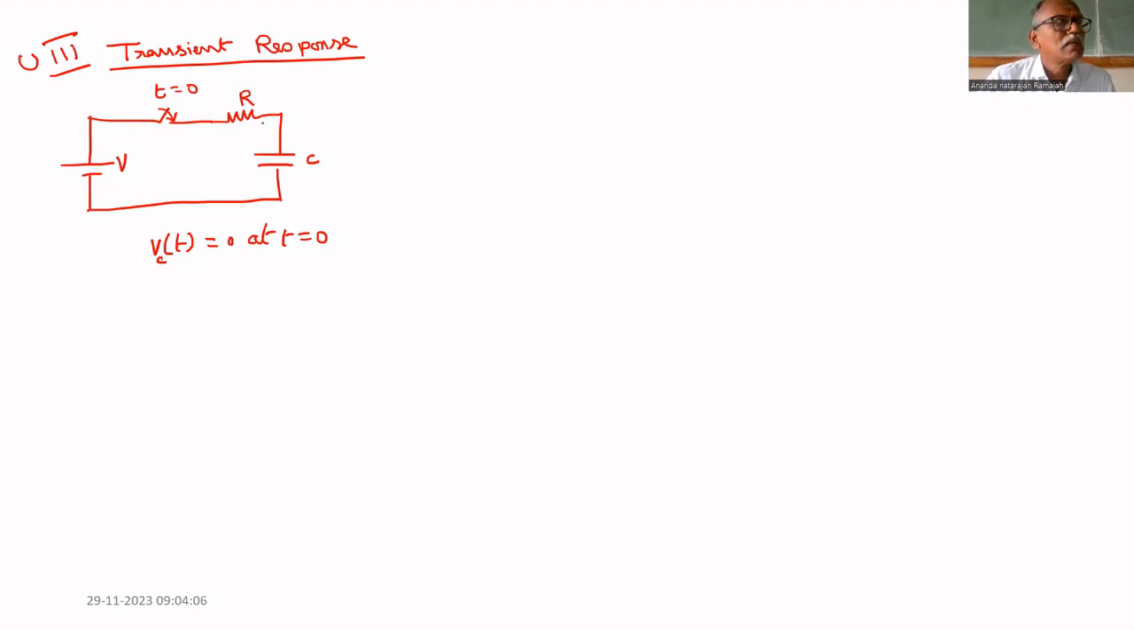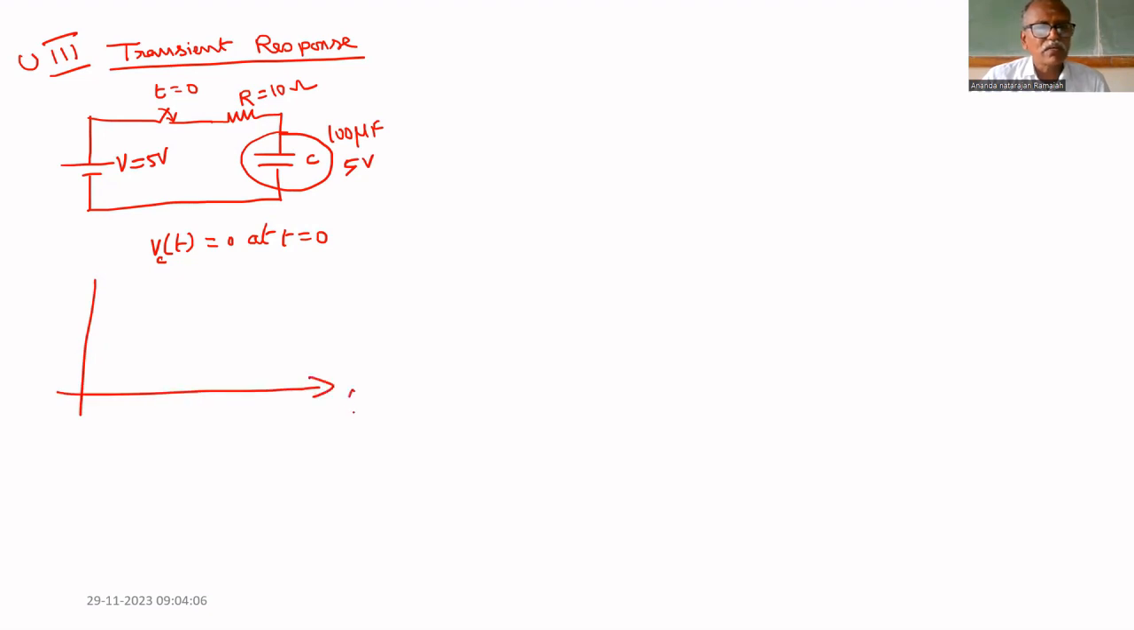What will happen? The capacitor will start charging towards, let us assume that V equal to 5 volt, R equal to 10 ohm, C equal to 100 microfarad. The C will charge towards 5 volt. How will it charge? If you plot the voltage Vc of t across the capacitor, it will start charging like this, like this. At one point, it becomes 5 volt.